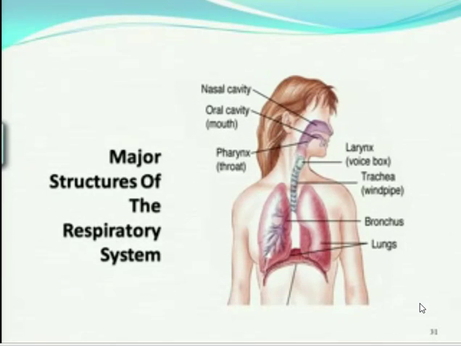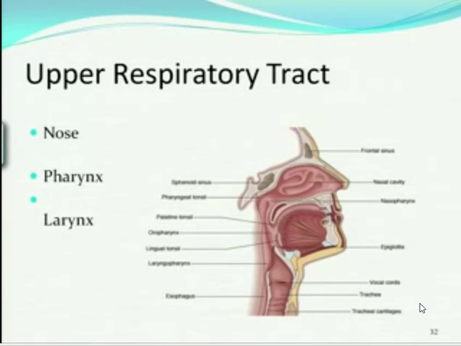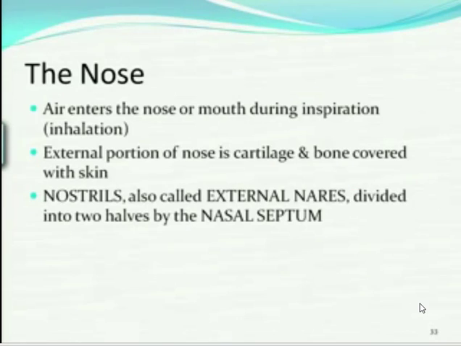Now, the structures, the major structures. We're going to be dividing these into upper respiratory and lower respiratory. So the upper respiratory: the nose, the throat, the voice box, the nose, the pharynx, the larynx. Now, you're going to need to know the three different parts of the throat.